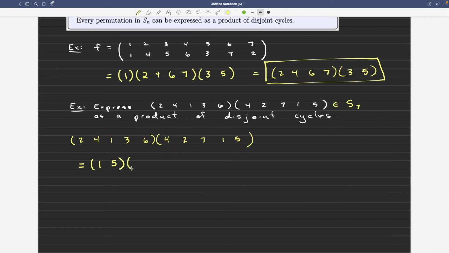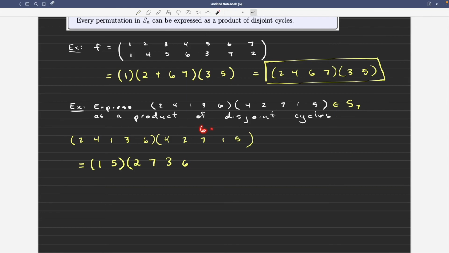Now let's pick a number we haven't used yet. I'll just start with 2. That would be the smallest number I haven't used yet. So what does 2 go to? 2 goes to 7. And then over here, 7 doesn't go anywhere, so 2 goes to 7. Okay, now what does 7 do? 7 goes to 1, and then 1 goes to 3, so 7 maps to 3. Okay, next, what does 3 do? 3 doesn't do anything over here, so 3 goes to 3, and then 3 goes to 6. So 3 goes to 6.